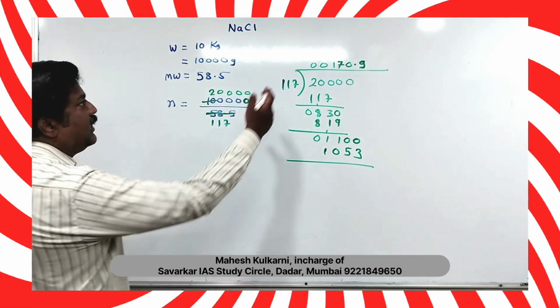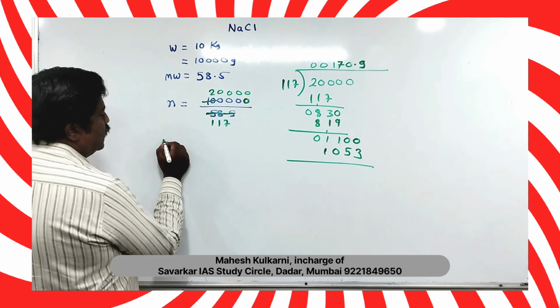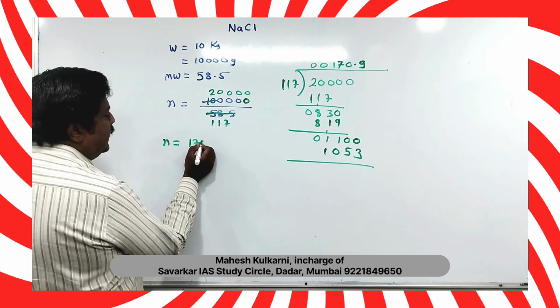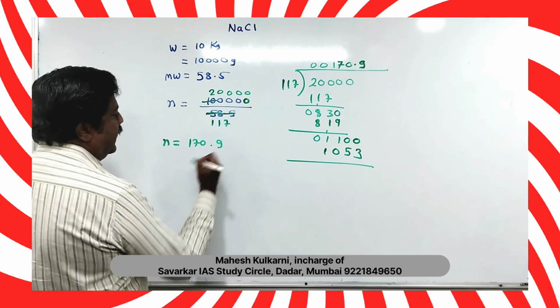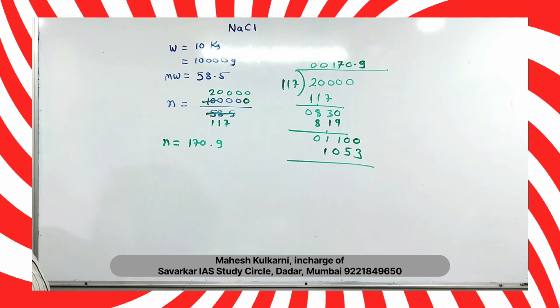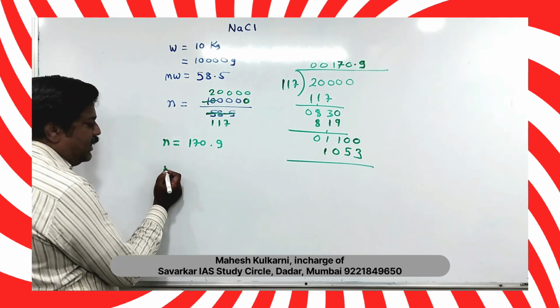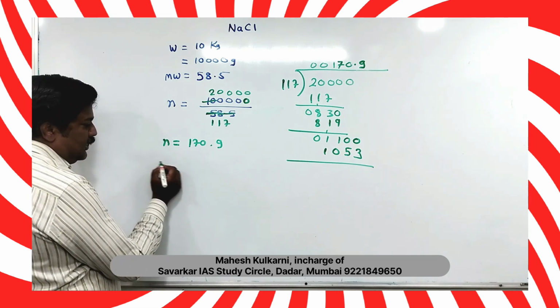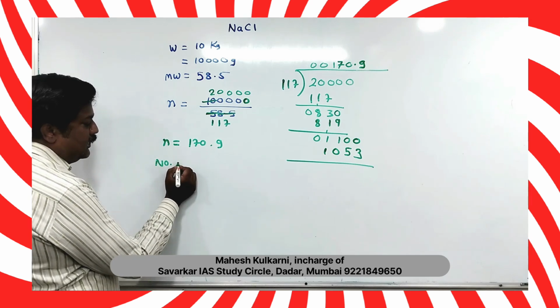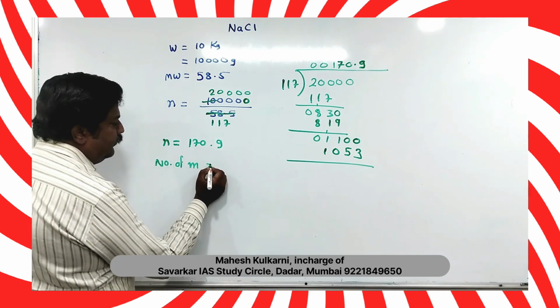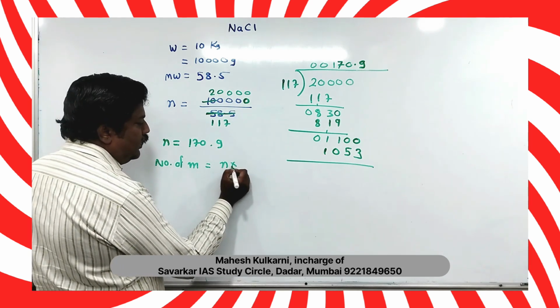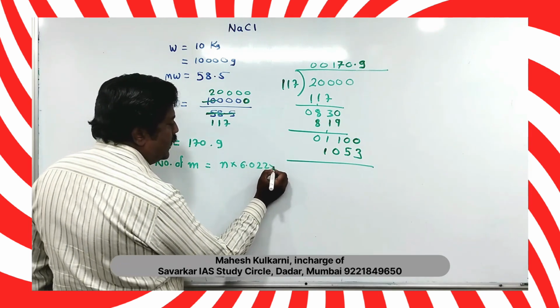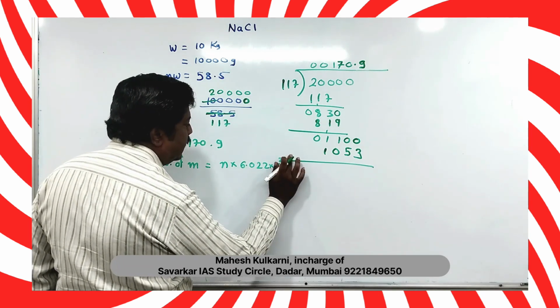So rather than that, we can round up this way. So n is 170.9. And now the next job is easy: find out the number of molecules. So the number of molecules is equal to number of moles into 6.022 into 10 to the power of 23.